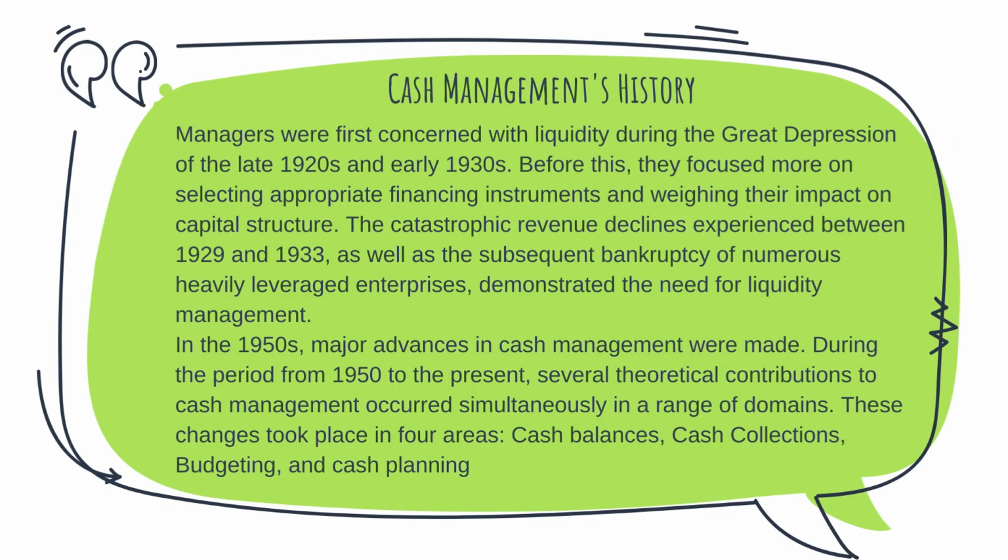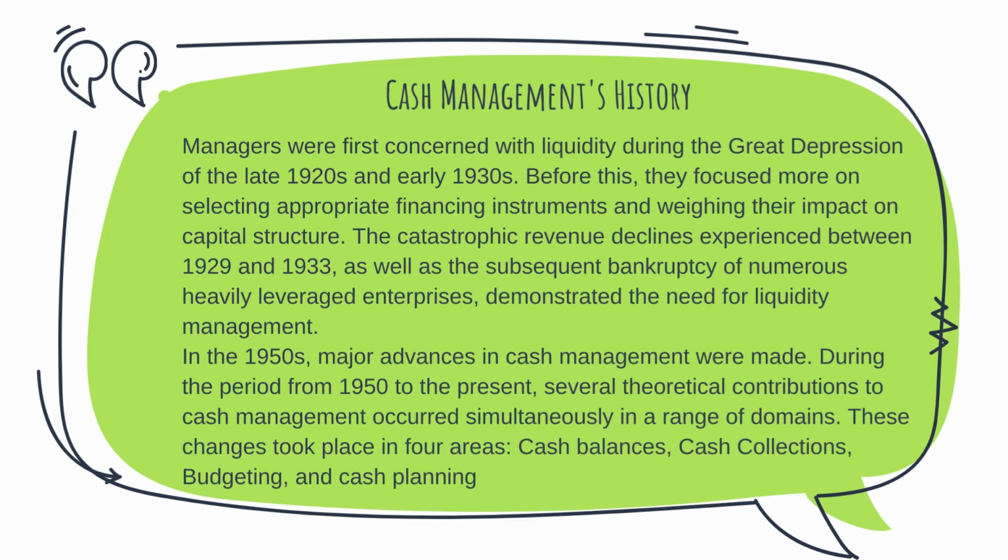Cash management's history. Managers were first concerned with liquidity during the Great Depression of the late 1920s and early 1930s. Before this, they focused more on selecting appropriate financing instruments and weighing their impact on capital structure. The catastrophic revenue declines experienced between 1929 and 1933, as well as the subsequent bankruptcy of numerous heavily leveraged enterprises, demonstrated the need for liquidity management. In the 1950s, major advances in cash management were made. During the period from 1950 to the present, several theoretical contributions to cash management occurred simultaneously in a range of domains. These changes took place in 4 areas: cash balances, cash collections, budgeting, and cash planning.